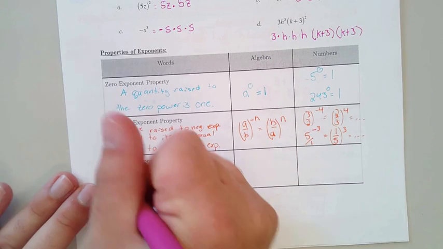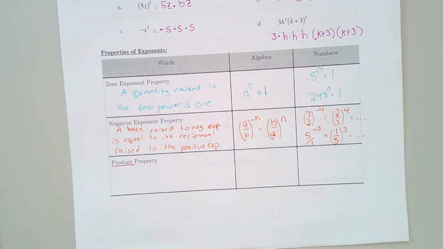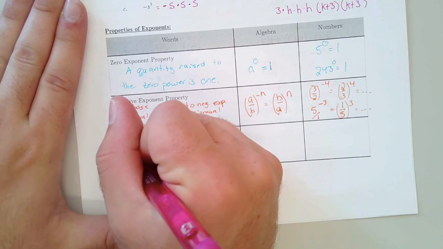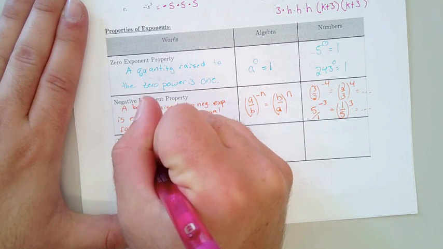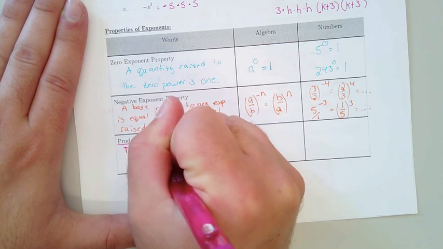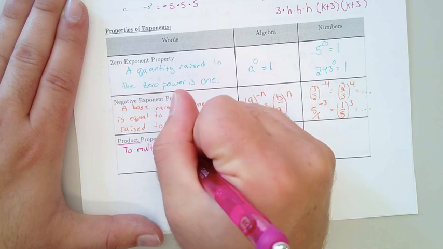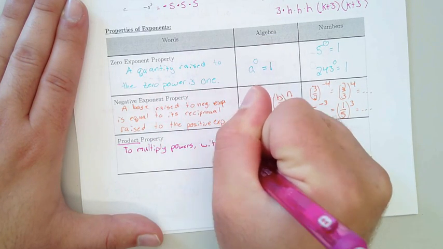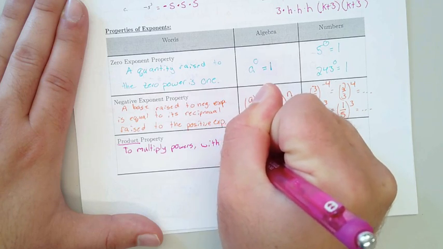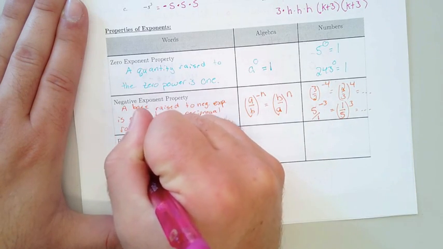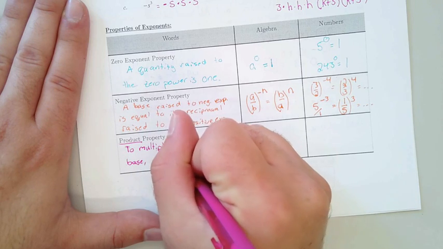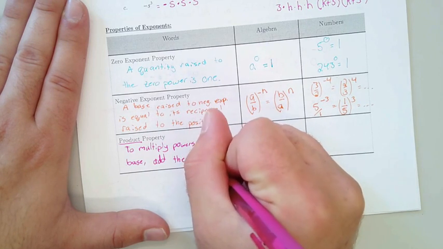Okay. Talking about the product property. If that name product does give away part of what this is, product refers to multiplication. So this is going to be to multiply powers with the same base. So it is important that if it does not have the same base, this doesn't work. So it has to have the same base. Then you simply add the exponents.